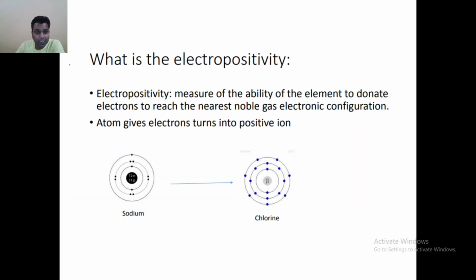Now coming to the next part of my presentation, that is electropositivity. Just the opposite of electronegativity is electropositivity. It is a property of the atom by virtue of which it is able to donate electrons, meaning it is able to release the electron from its outermost orbit. Okay, this is electropositivity, just the opposite of electronegativity.